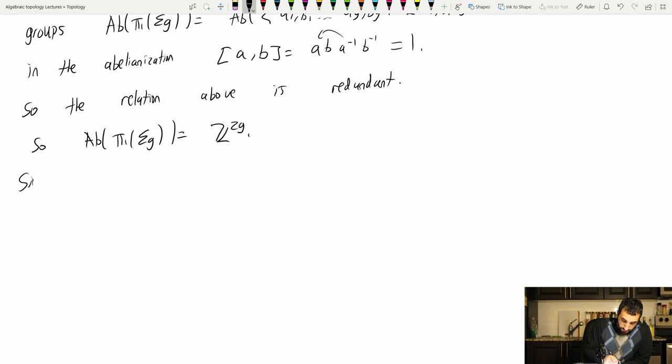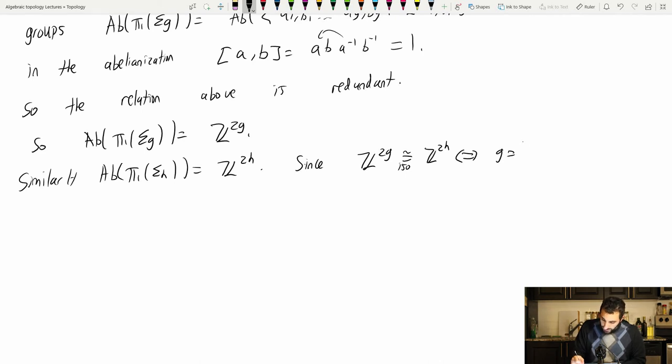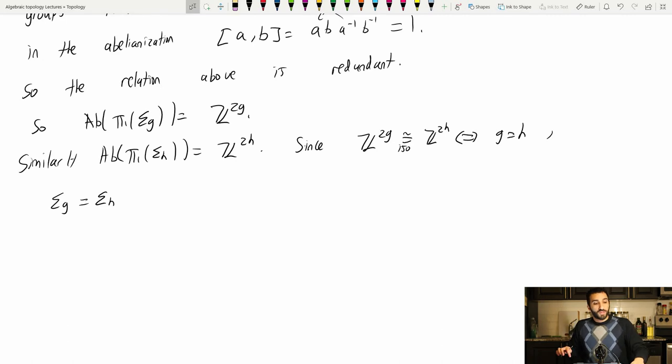Also, by the exact same reasoning, pi 1 of sigma h abelianized comes down to Z to the 2h. And this is pretty much it. Since Z to the 2g is isomorphic to Z to the 2h if and only if g is equal to h, sigma g is equal to sigma h. They're both the same number of T2s. Great. So that takes care of what's called closed orientable surfaces.